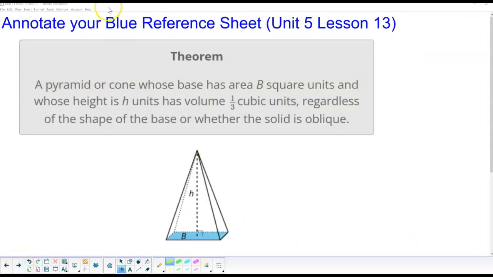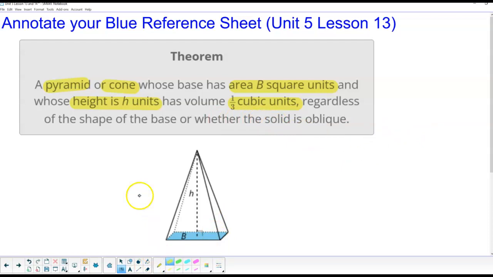So if you take out your blue reference sheet, we're going to annotate this theorem. We're actually going to add a little bit more to it. It says a pyramid or a cone whose base has area b square units and whose height is h units has a volume of 1/3 bh cubic units regardless of the shape of the base or whether the solid is oblique or right.